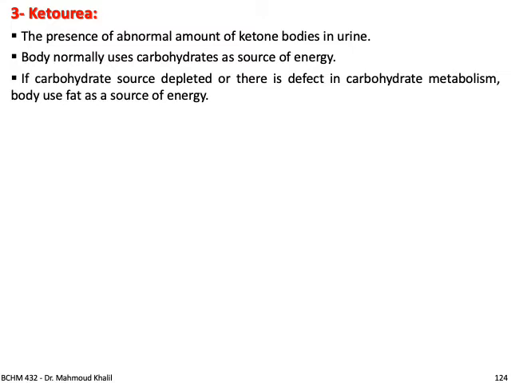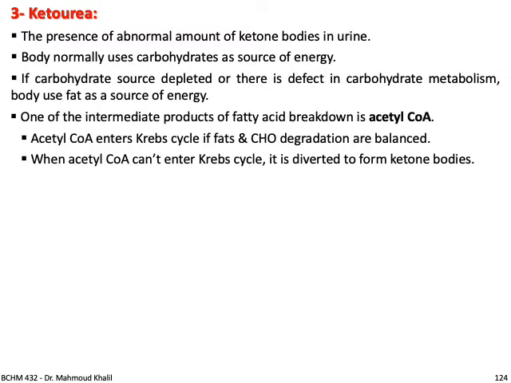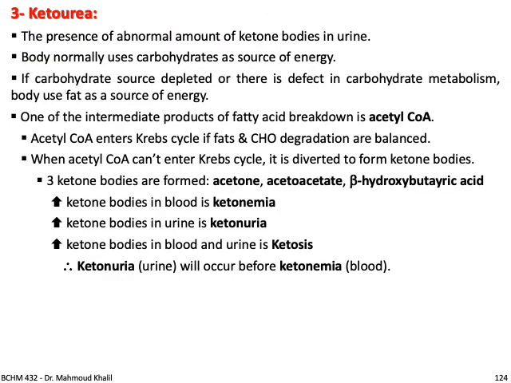The third abnormality is ketonuria, which is the presence of abnormal amount of ketone bodies in urine. The body normally uses carbohydrates as a source of energy. If the carbohydrate source is depleted or there is a defect in carbohydrate metabolism, the body uses fat as a source of energy. One of the intermediate products of fatty acid breakdown is acetyl coenzyme A. Acetyl coenzyme A, of course, enters the Krebs cycle if fat and carbohydrate degradation are balanced. When acetyl coenzyme A cannot enter the Krebs cycle, it is diverted to form ketone bodies. Three ketone bodies are formed: acetone, acetoacetate, and beta-hydroxybutyric acid.